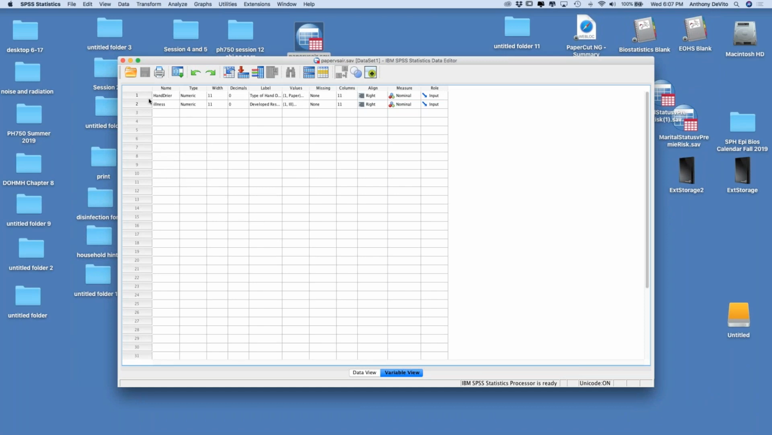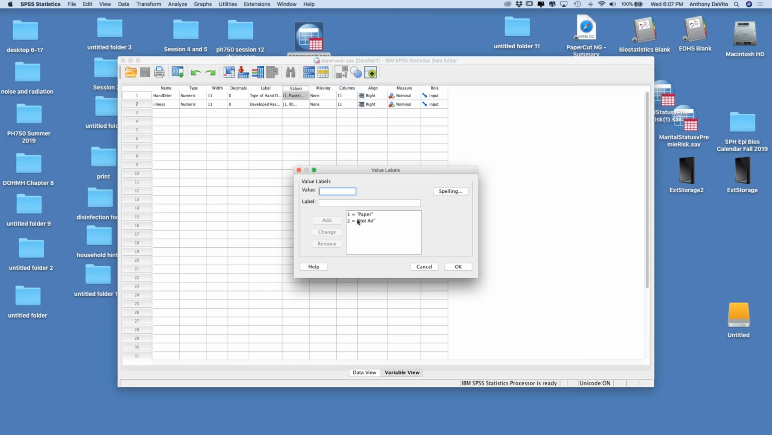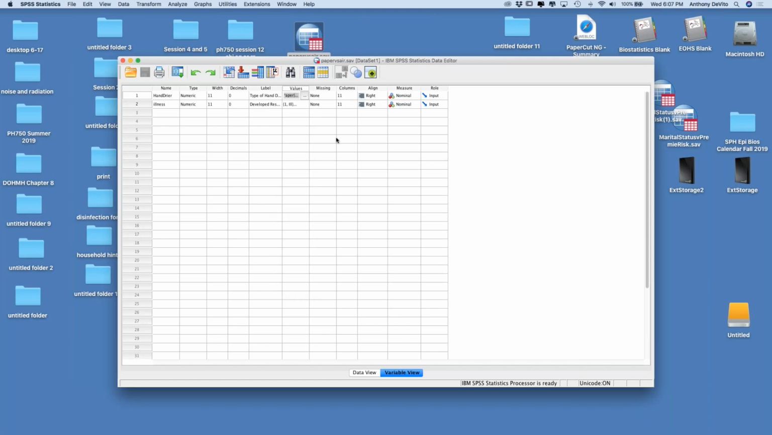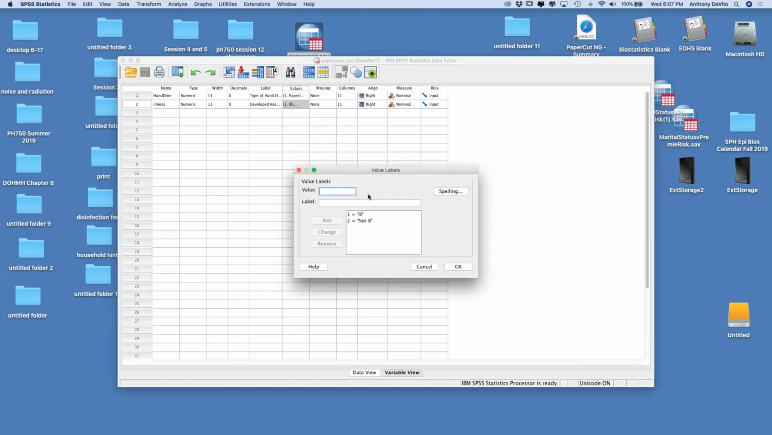I have one variable called hand dryer, another variable called illness. And they are nominal variables. Their categories are nominal. The values for the first one are paper and hot air, the type of mechanism a person might use. And the other variable, illness, is 1, got ill, or 2, didn't get ill. In other words, did they get the flu that year or something like that?